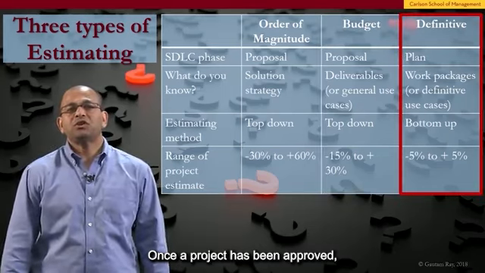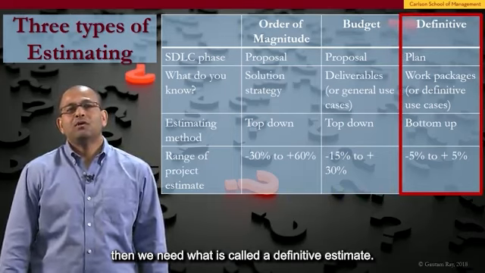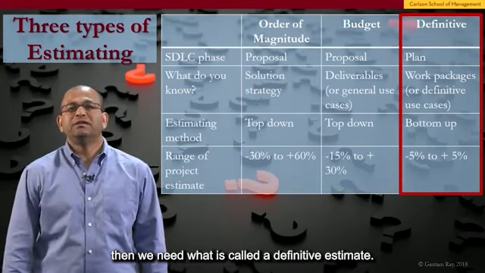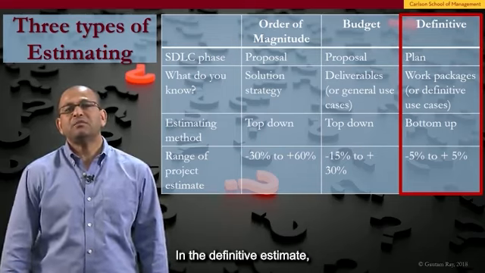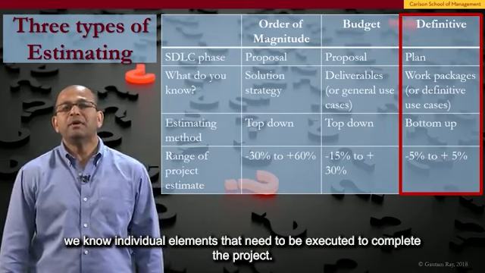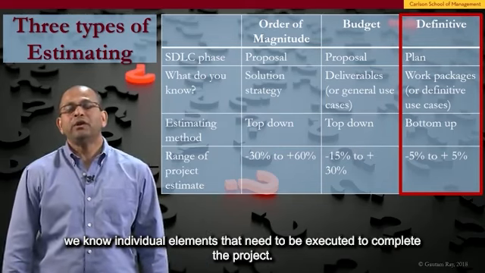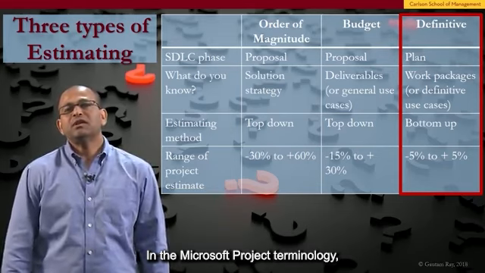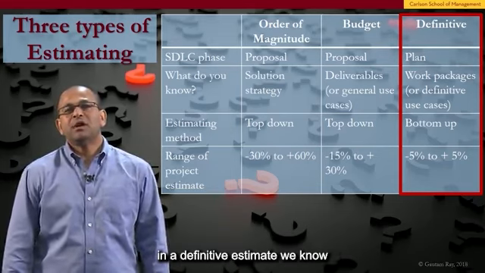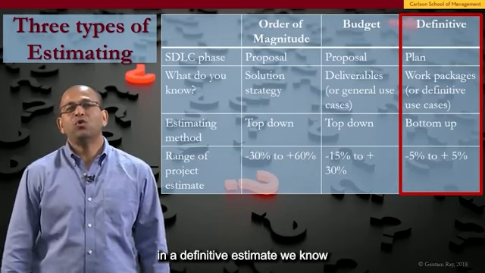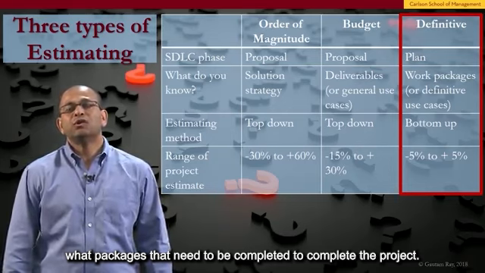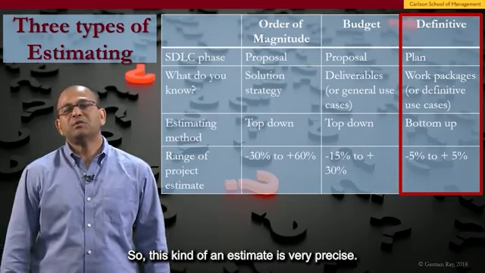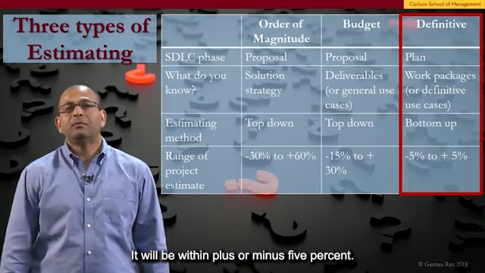Once a project has been approved, then we need what is called a definitive estimate. In the definitive estimate, we know individual elements that need to be executed to complete the project. In Microsoft Project terminology, in the definitive estimate, we know work packages that need to be completed to complete the project. So this kind of an estimate is very precise. It will be within plus or minus 5%.